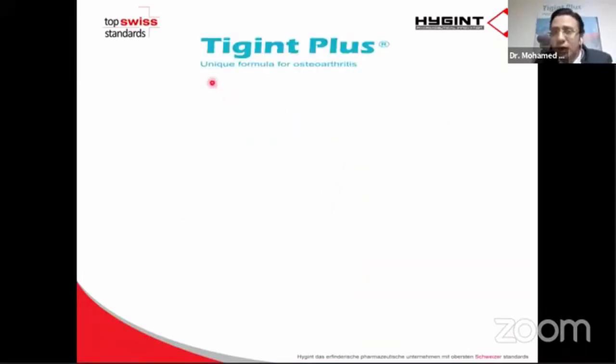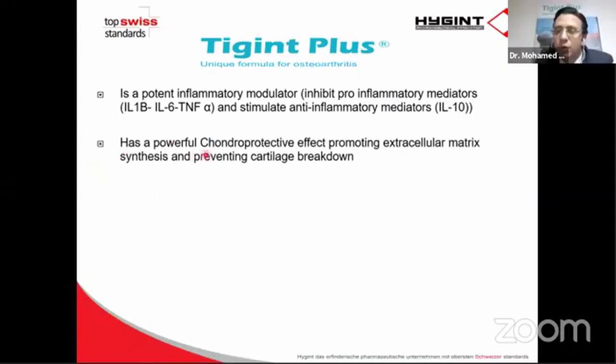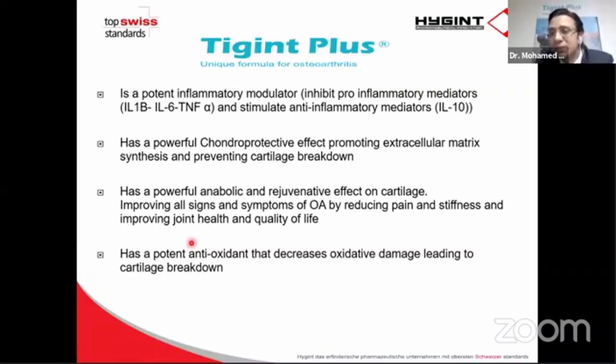الخمسه انجريدينتس دول بيعملوا لنا مانجمنت بشكل هايل جدا لكل الساينس والسيمبتومز بتاعت الاوستيوارثرايتس، عن طريق ان هم ليهم بوتنت انفلاماتوري ميديتور افكت، بيمنعوا البرو انفلاماتوري ميدياتورز زي الانترلوكين 1 بيتا، الانترلوكين 6، تي نيف الفا، بيستيميوليت الانتي انفلاماتوري ميدياتورز لايك الانترلوكين 10، وبالتالي انا مش بس بقلل الانفلاماتوري ميدياتورز، لا ده انا بزود الانتي انفلاماتوري ميدياتورز او السيتوكاينز. ليه كمان باورفول كونتر بروتكتيف افكت عن طريق ان هو بيروموت الاكسترا سيلولار ماتريكس سينثيز ايذر باللاكتوفيرين او بالكولاجين نفسه اند بريفنتنج الكارتريج بريك داون. ليه باورفول انابوليك وريجوفينيتيف افكت على الكارتريج، وليه كمان سيجنيفيكانت افكت على الريدكشن اوف البين والستيفنس، واللي بيحس بيهم البيشنت بشكل سريع جدا مع استخدام التيجنت بلس وزين 2 ويكس بيبتدي يتحسن او بيحس التحسن بشكل كبير جدا.